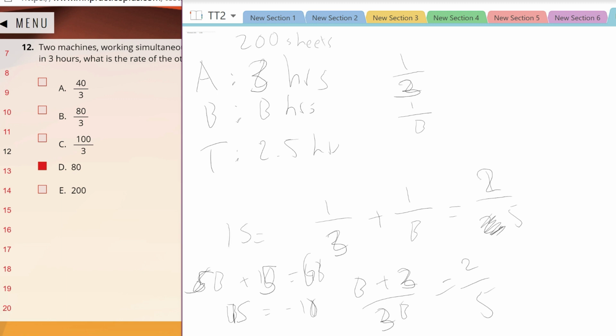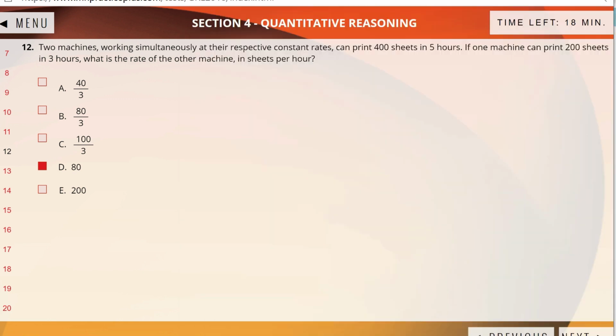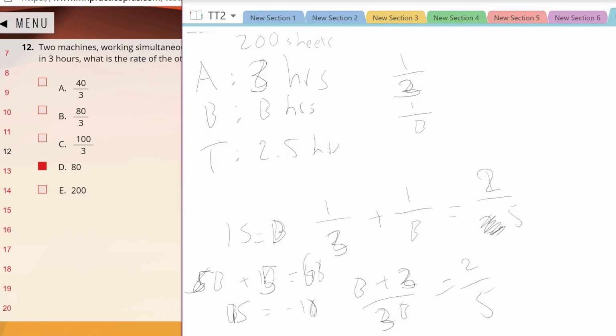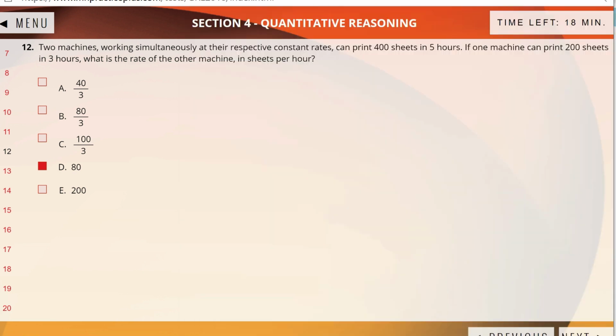Yeah, that was pretty ugly, but it's just because I made that mistake with the number. Lesson to you guys, don't make any mistakes. Anyway, b is 15, and so b's rate is 1 over 15. That's how many, wait, what? That's how many sheets per hour? What the hell's going on here?